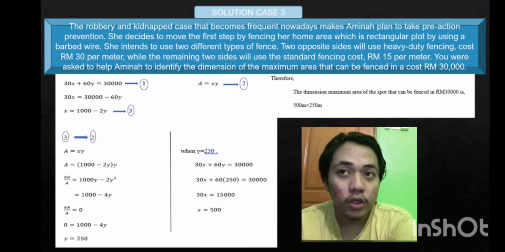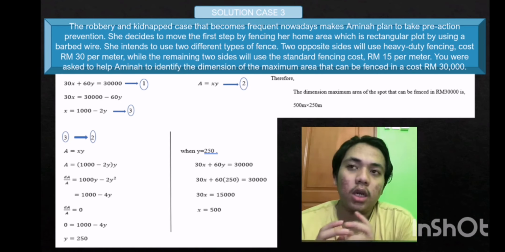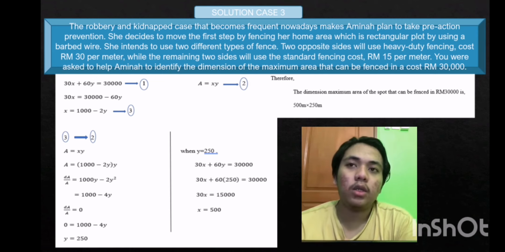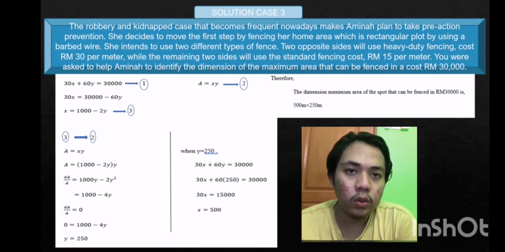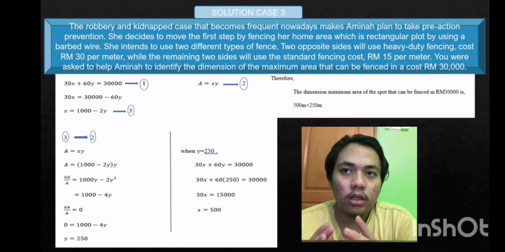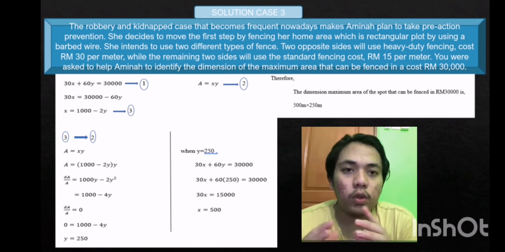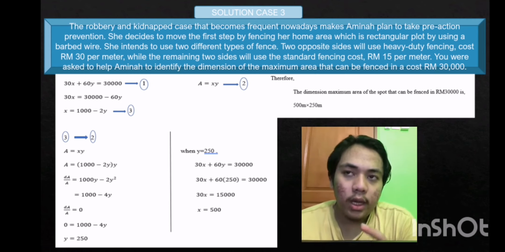So for the solution, the first step is we need to form two equations. One is the perimeter equation, which is 30x plus 60y equals 30,000, and the second equation is the area, which is A equals x times y. And then the second thing is the perimeter equation, we need to modify it a little bit, which is we need to make x the subject, so it will be the third equation.